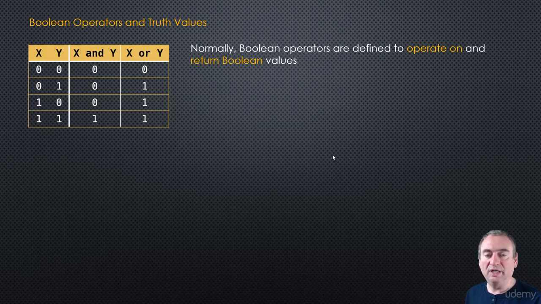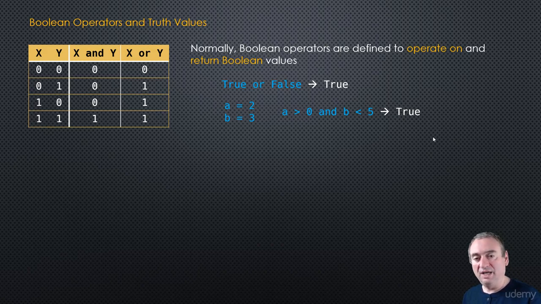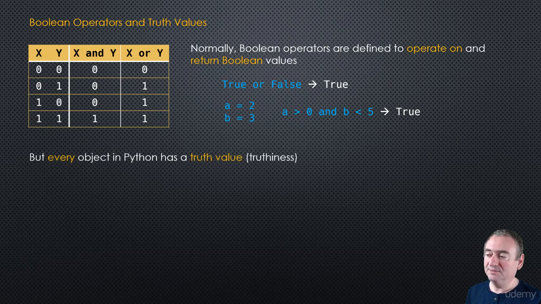In fact, it's called a Boolean algebra, and and or are just operators in that Boolean algebra. And that means that these operators are only defined for Booleans and will always return a Boolean. So for example, if we have true or false, that will return true. We could even use comparisons like this. So in this case, when a equals 2, b equals 3, then a is greater than 0, it's true, and b is less than 5, that is true, and then true and true will return true. So we deal with Boolean inputs and we have Boolean outputs.